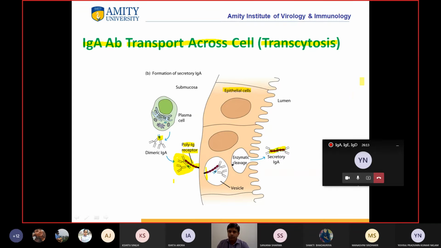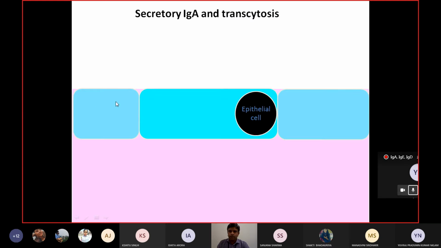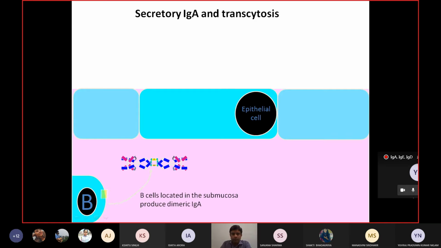Okay, so let me show you this in animated form. So this is your epithelial cell. Now what we are saying is the B cells located in the submucosa produce the dimeric IgA. So you can see it's a dimer of IgA. Again, I'm saying this is not the full picture of IgA, because it will also have the J chain.